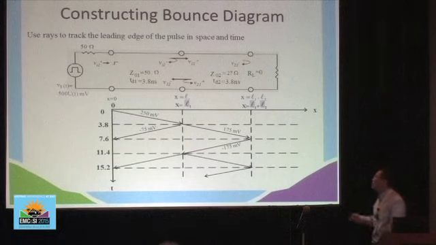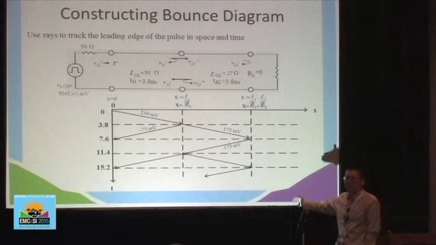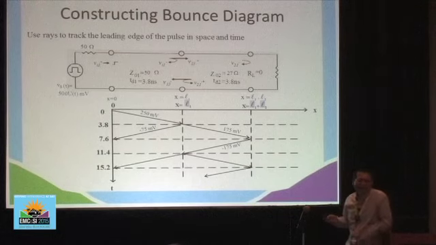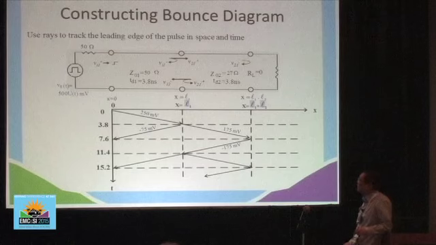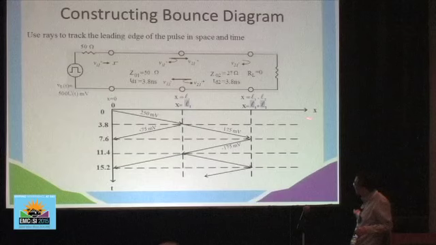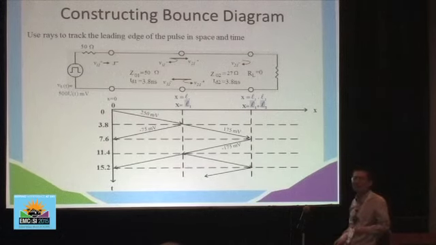Okay, so to better help us track where the wave is at a particular time, where the wavefront is, we use the so-called bounce diagram, which helps us track each wave going down and back and forth in the transmission line. You notice the horizontal axis is location, the vertical axis is time. So at each location, each time, this describes the wavefront of that particular wave.